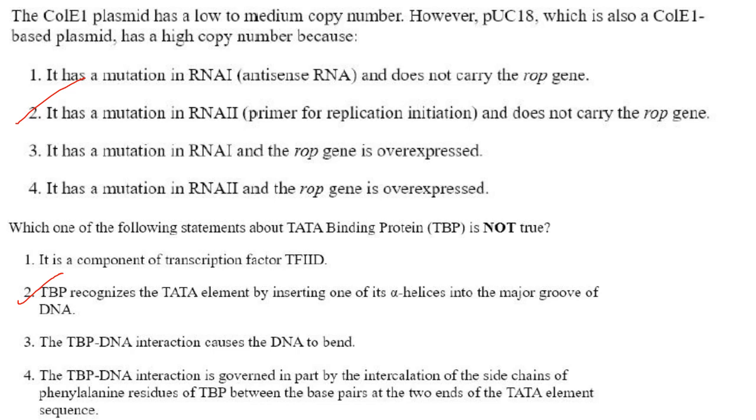The TBP DNA interaction causes the DNA to bend. That's also correct. The TBP DNA interaction is governed in part by the intercalation of the side chains of phenylalanine residues of TBP between the base pair at the two ends of the TATA element sequence. So that is also correct. So your correct answer, which they have asked in the question as not true, is option 2.